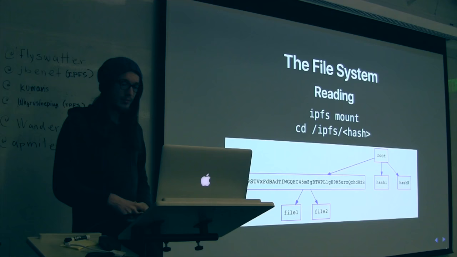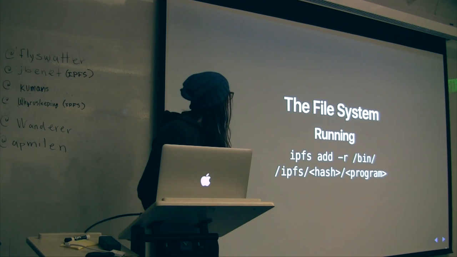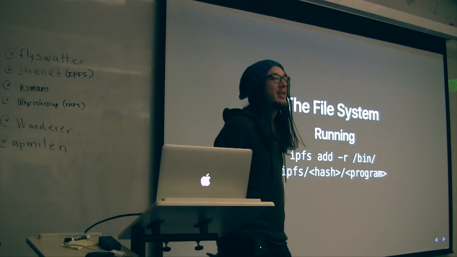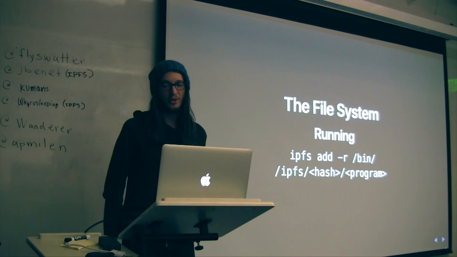So the next step is obviously running binaries from a mounted folder. I should be able to add my bin directory, cd into the hash, and run a program. Now, this doesn't quite work right now. I think that's maybe due to limitations of FUSE, but you can't actually make a program executable. But I'm sure it's just a detail.